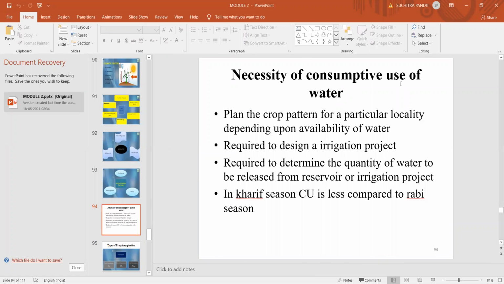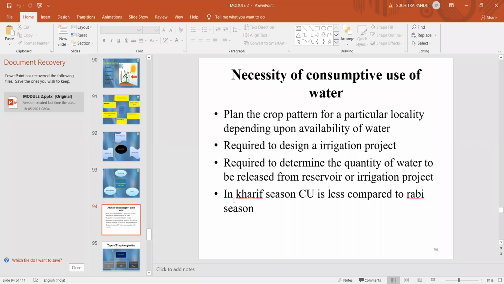Now, the necessity of consumptive use of water. Why is evapotranspiration very useful? It helps to plan the crop pattern for a particular locality. Depending on the estimation of this consumptive use, we can select a particular crop in that particular area. And it is also required to design an irrigation project, the type of irrigation to be practiced in that particular area.